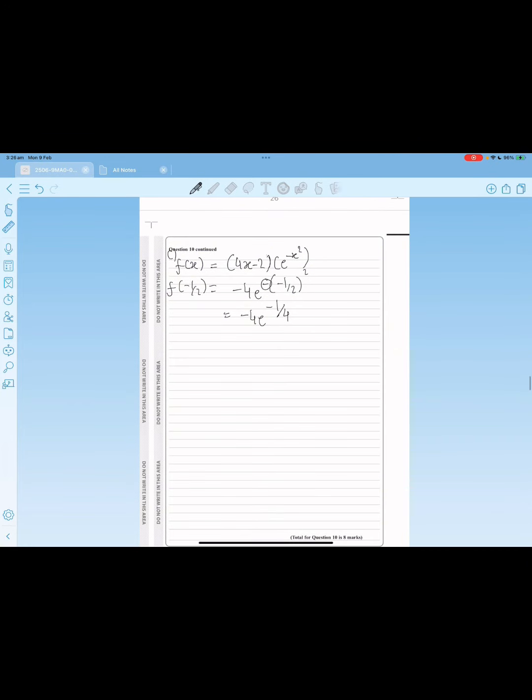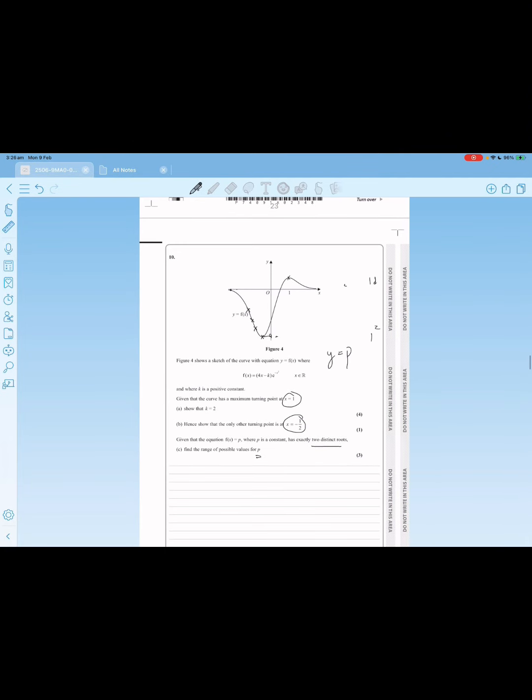Now let's do the other side of the turning point, which is f of 1. 4 times 1 is 4, minus 2 would be 2, times e to the minus, and you're just doing 1 squared. So that would be 2e to the minus 1. So now I've written both of my values. I know this turning point is minus 4e to the minus 1 over 4. This turning point would be 2e to the minus 1.